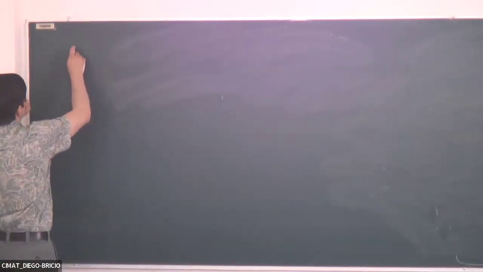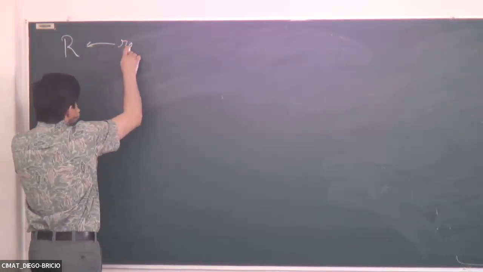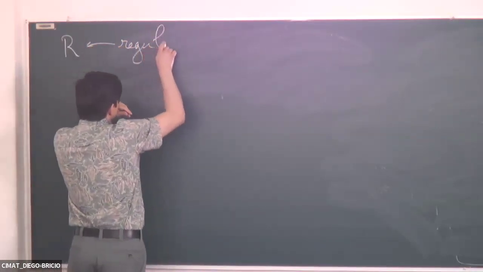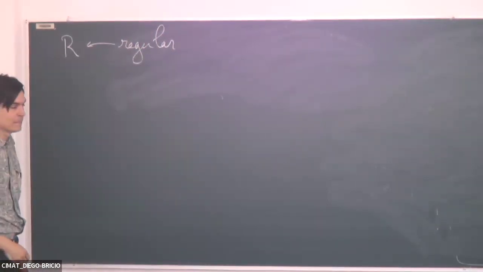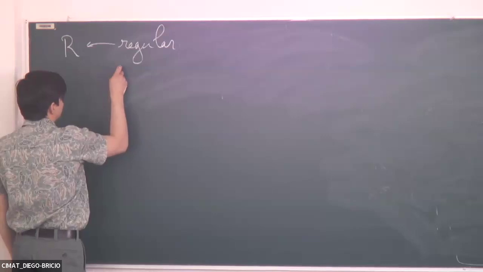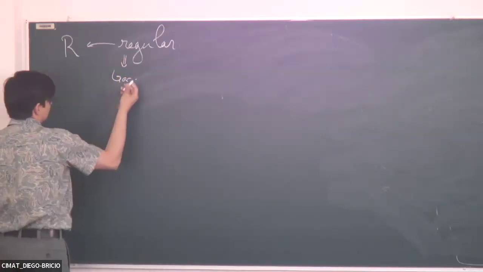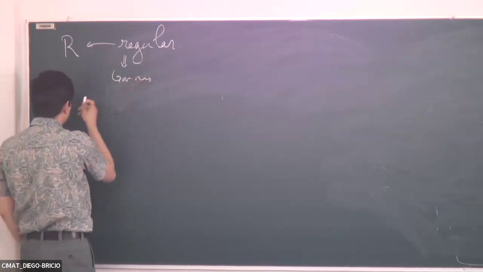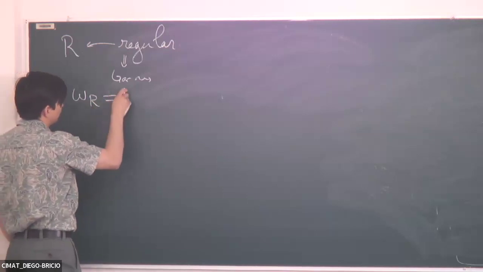So the next thing I'm going to do is to cook up an actual matrix. For this, let's come back to R for a second. R is regular. Okay. In particular, it is Gorenstein. Well, actually what I have is that I can take the canonical module of R to be R.